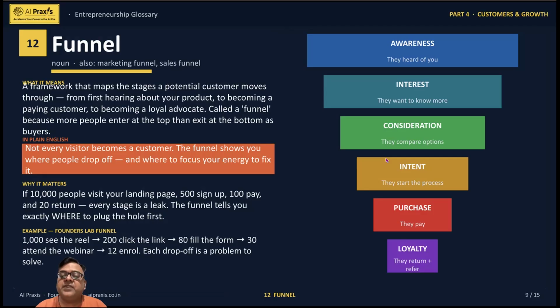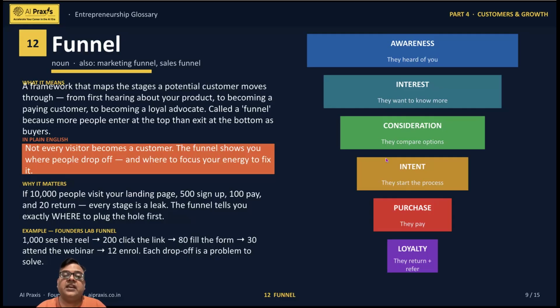Now let's talk about one of the most practical frameworks in growth called the funnel. The definition says a funnel maps the journey of a customer from first hearing about your product to becoming a paying customer and eventually a loyal advocate. It is called a funnel because many people enter at the top, but fewer come out at the bottom. Let's simplify this. Will everyone who visits your website buy? Is it true? No, not everyone will. That is normal. The funnel helps you understand where people are dropping off. Because growth is not just about getting more users, it's about fixing leaks.